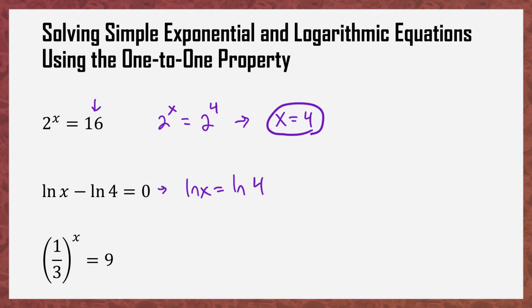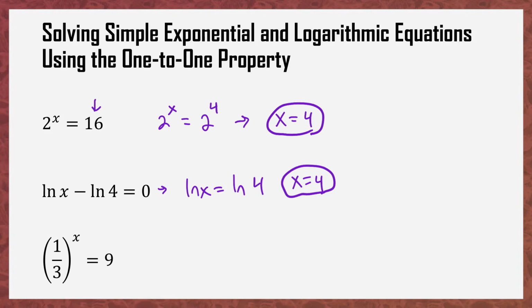Now, since natural log is just log base e, it has all the same rules and the same one-to-one property as log has. The ln of x equals the ln of 4 is essentially saying x equals 4. And I know the first and second problems have the same solution, but they are discrete problems.